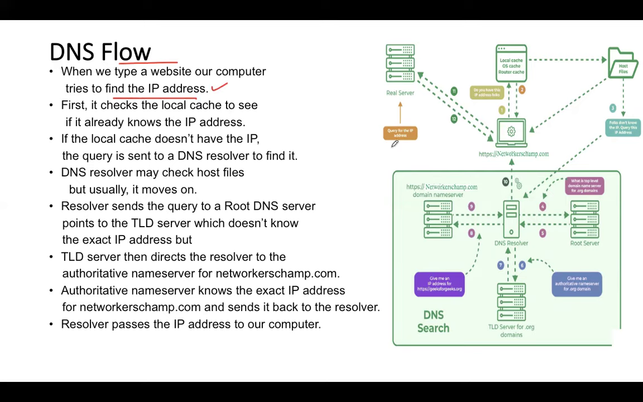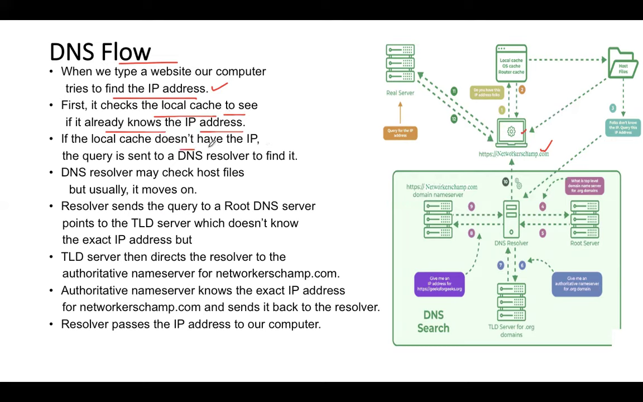So the first thing it does, let's say on that machine, is check the local cache, the browser cache, to see if that IP address is already known. In the local cache, you can easily find that this name was previously used and this is its IP address. But possibly there is no cache, and this is the first time you have entered this domain.